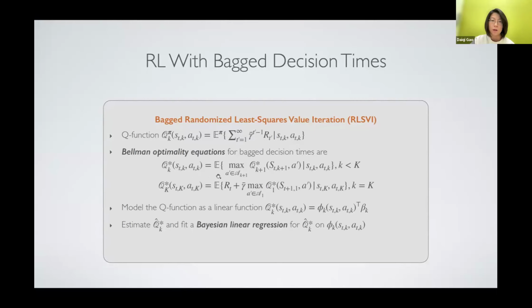And then using the Bellman optimality equations, we can estimate the Q star and then fit a Bayesian linear regression of the estimate of Q star on the basis functions. Then an estimate of the parameter beta, beta tilde, is a draw from the posterior distribution of beta. And then the optimal action will be the one that maximizes the estimate of Q star based on the specific value of beta tilde. Here we want to draw beta tilde from the posterior distribution because this has been proven to be an efficient way of exploration in RL.